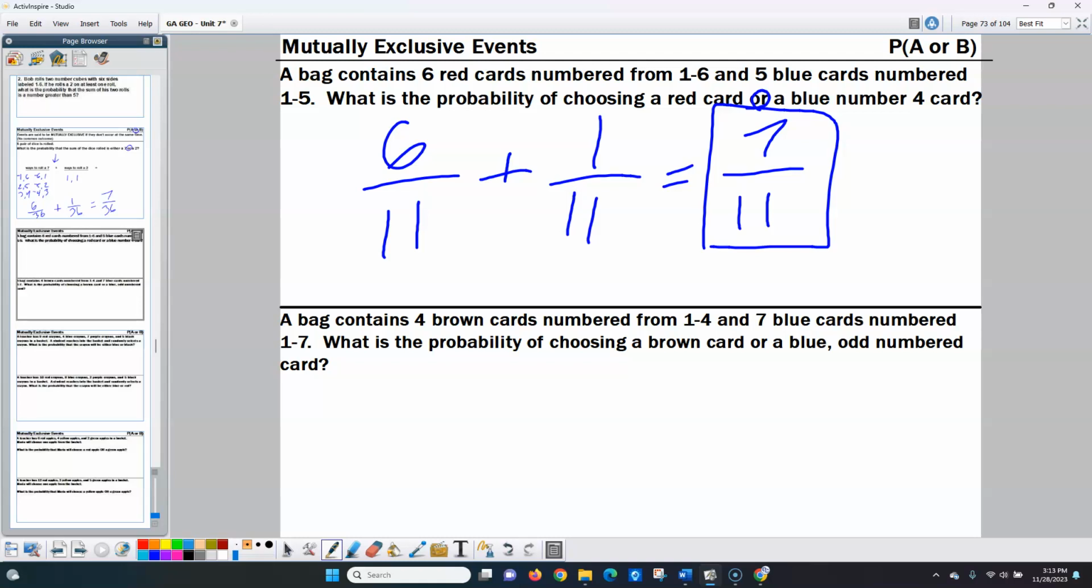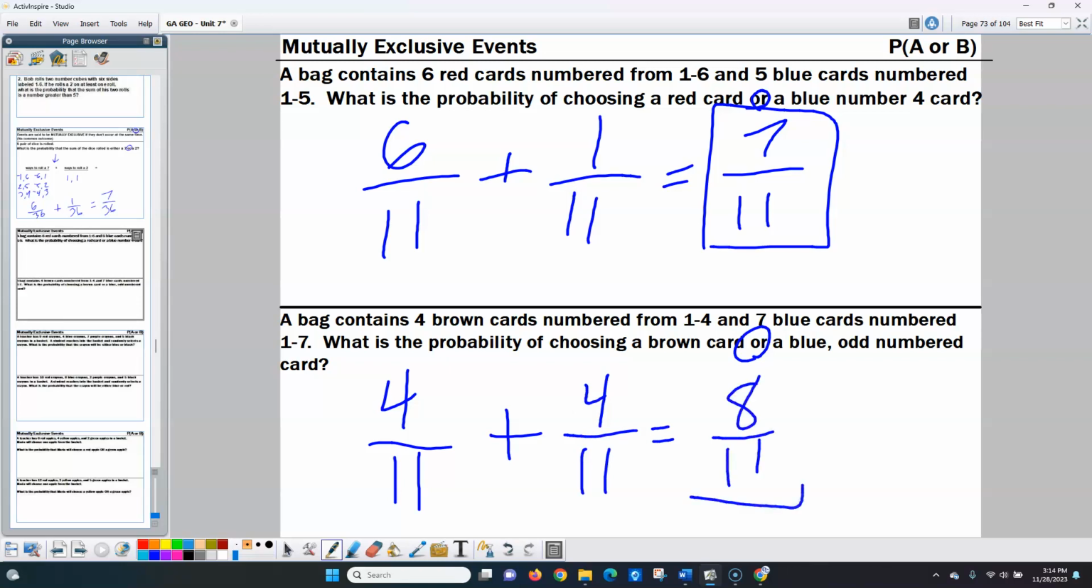Next one, a bag contains 4 brown cards numbered 1 to 4 and 7 blue cards numbered 1 to 7. What's the probability of choosing a brown card or a blue odd number card? Well, how many total cards we got? 11 total cards. And then probability of choosing a brown card would be 4 out of 11. Or means to add a blue odd numbered card. All right, so we got 7 blue cards and they're numbered 1 to 7. How many of them are odd? Well, 1, 3, 5, 7. That's 4 of them. So the probability that we're going to pick a brown card or a blue odd number card would be 8 out of 11.